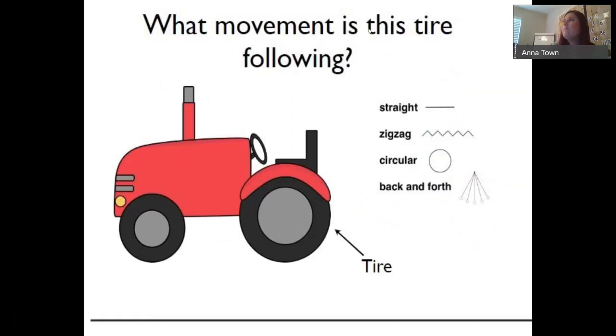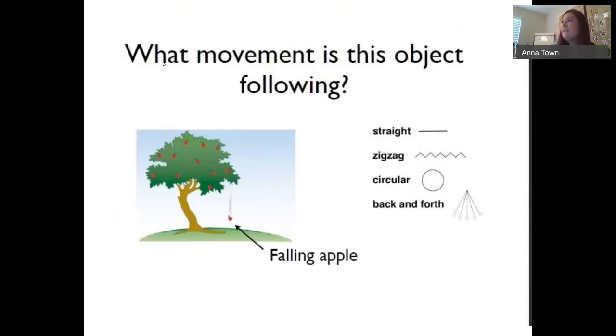So let's look. What movement is this tire following? So look at the tire. What is it moving? Is it moving in a straight line? Is it moving in zigzag form? Is it moving in circular, which we know as round and round? Or is it moving back and forth? Take a look at the tires, and I want you to tell me, how is it moving? It's moving round and round in that circular motion. It keeps going around and around to get the tractor to move. Good job.